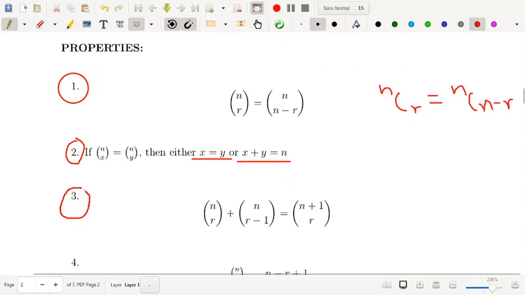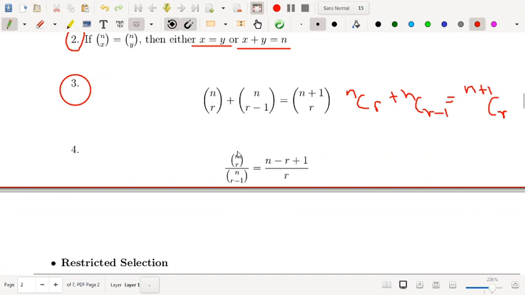And number 3: NCR plus NC(R minus 1) is equal to (n plus 1)CR. This is also very important. And the fourth property: NCR by NC(R minus 1) is given by (n minus r plus 1) by r. Clear?